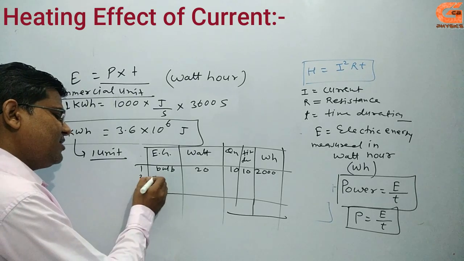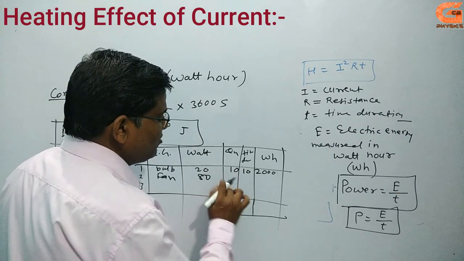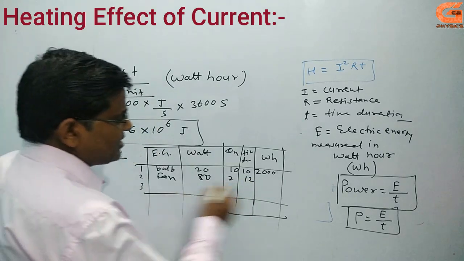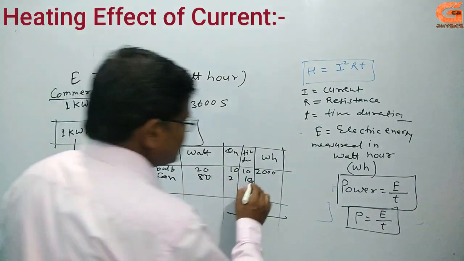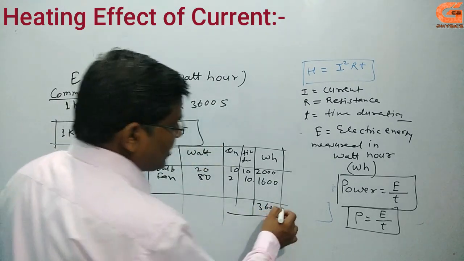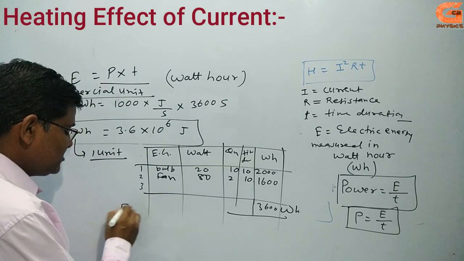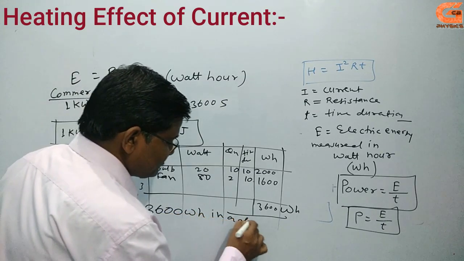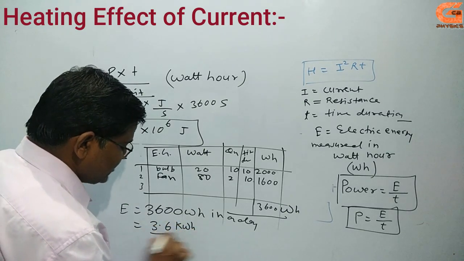Same for a fan, it is 80 watt. Suppose it is 1 or 2 in quantity, for 10 to 12 hours. Then we multiply, and for simplicity I write 10, then it becomes 3600 watt hour per day. Means the total energy you are consuming is 3600 watt hour in a day, which becomes 3.6 kilowatt hour in a day.